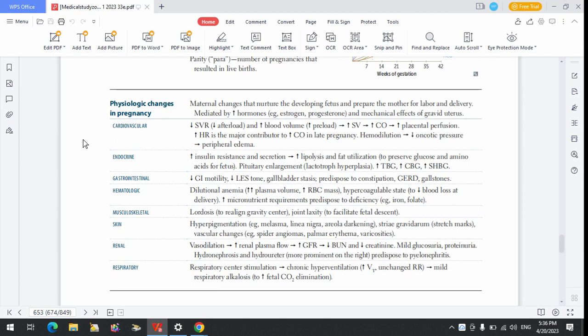For the cardiovascular changes, you know that there's a formation of the placenta, and there is much blood flow from the mother to the fetus through the placenta. So in a way, the blood volume of the mother reduces. That triggers the renin-angiotensin axis, which brings about the absorption of more water, and the blood volume increases.